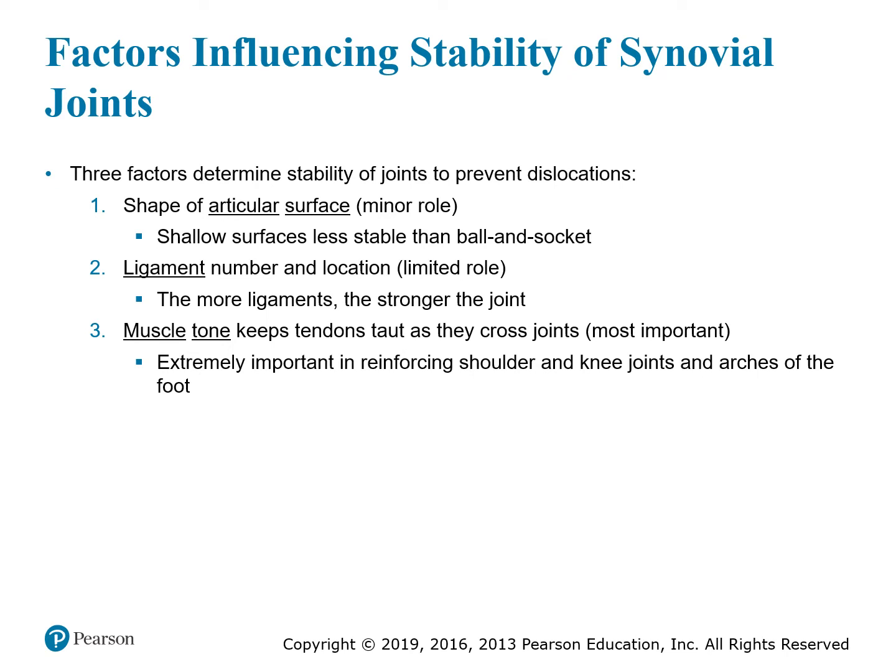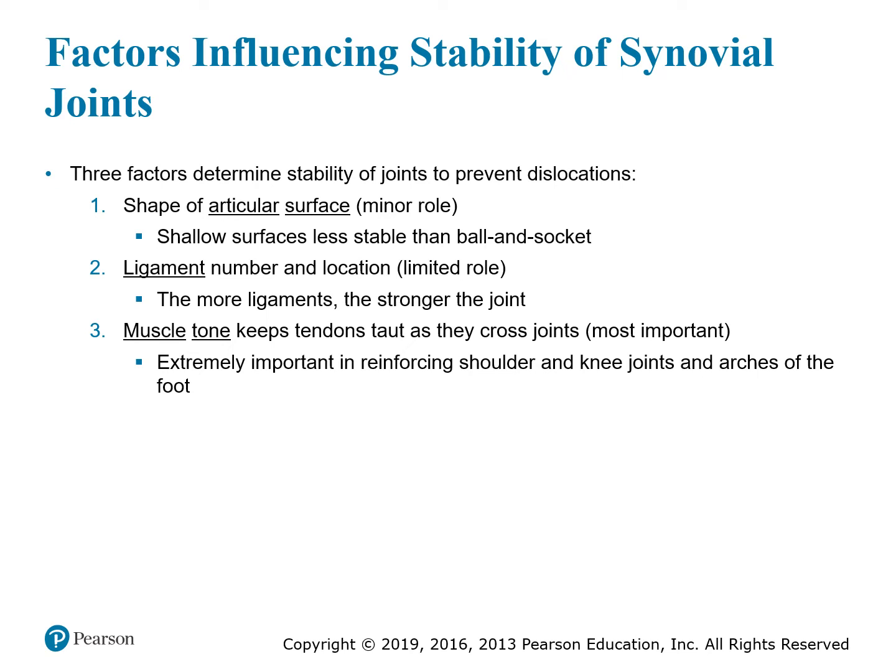We have 3 factors that determine the stability of the joints to prevent dislocations. The first is the shape of the articular surface, and this serves a minor role. Shallow surfaces are less stable than deep ball and socket surfaces. The second factor is ligament number and location, which also has a limited role. The more ligaments, the stronger the joint. The ligaments hold the joint together.